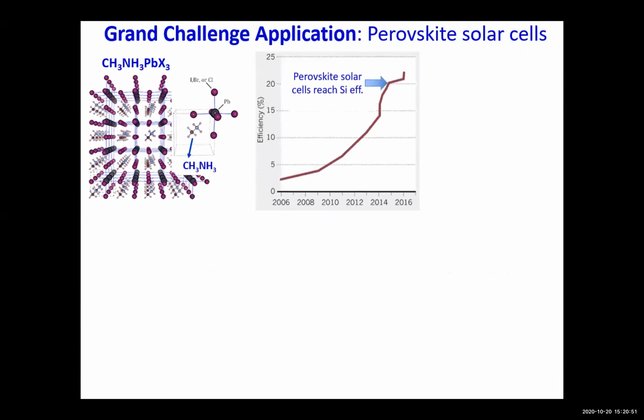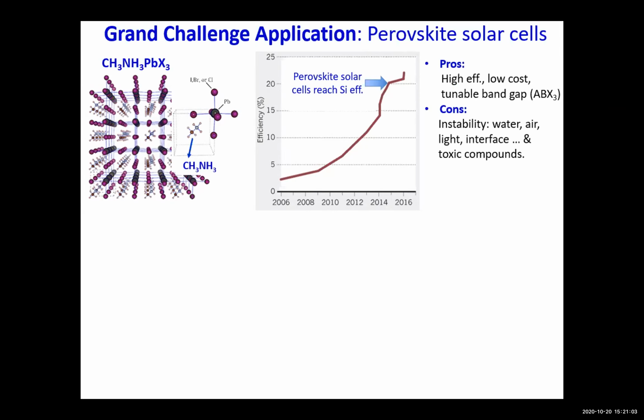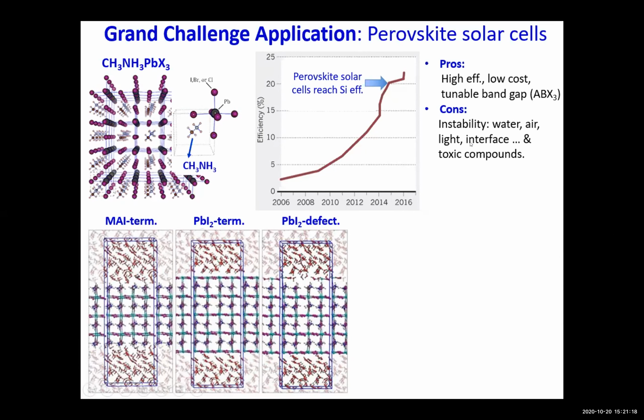And what's exciting about them is they reach the solar cell efficiency of silicon, but it's a much cheaper material. So it's high efficiency, low cost, but there are problems: instability with air and water, with light, with interfaces, and toxicity, with toxic compounds like lead. So people are trying to handle all these things, and simulations can help.